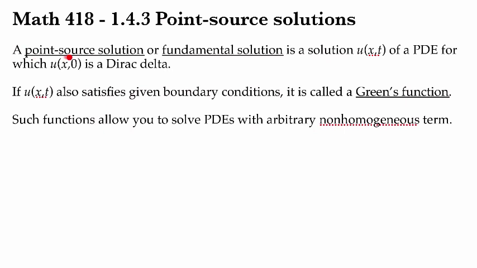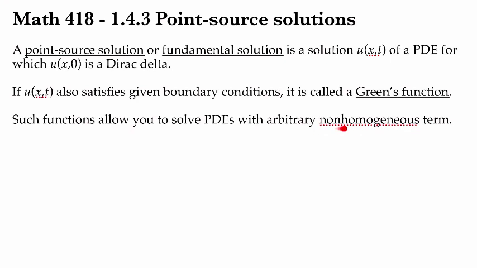So a point source solution, or a fundamental solution, is a solution of a PDE which at time 0 is a Dirac delta. And if the solution also satisfies given boundary conditions, then it's called a Green's function for the initial boundary value problem. The reason that these kinds of functions are important is because they allow you to solve PDEs with arbitrary non-homogeneous term.